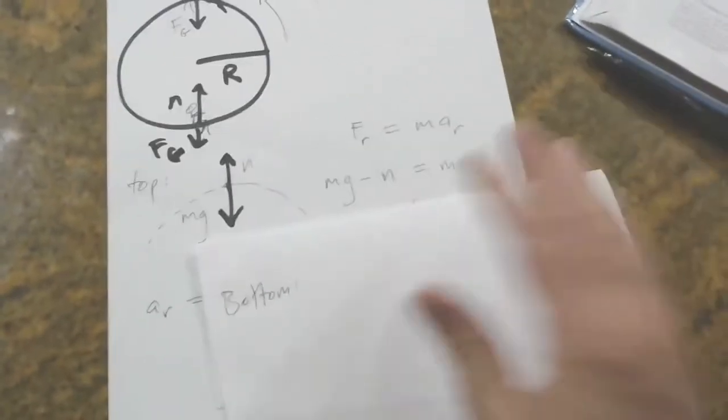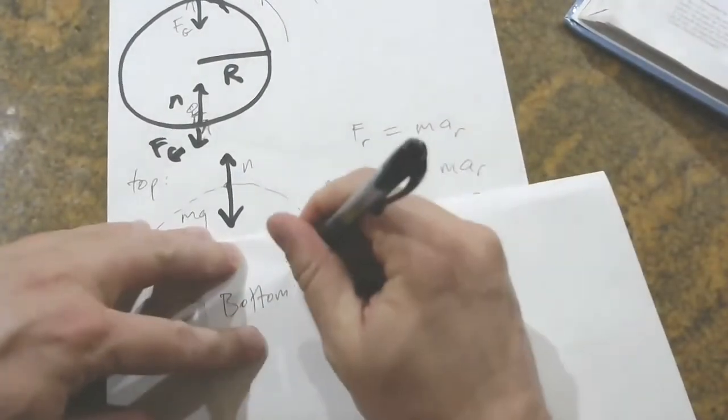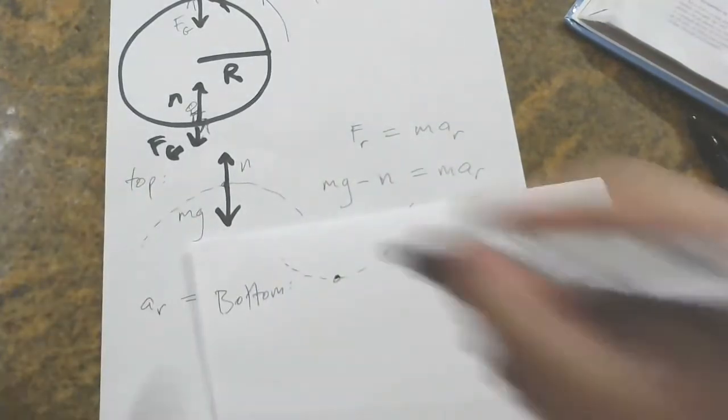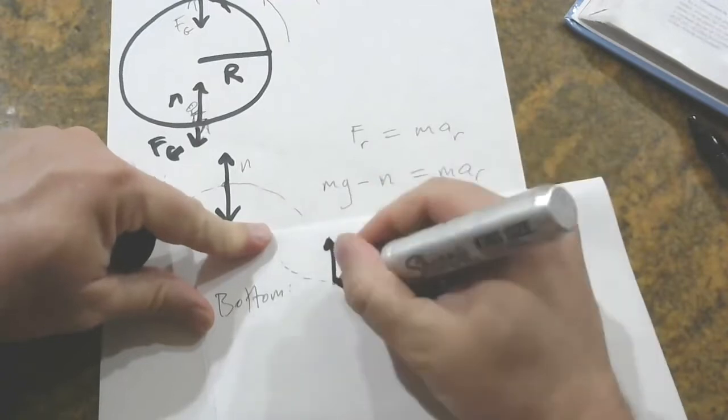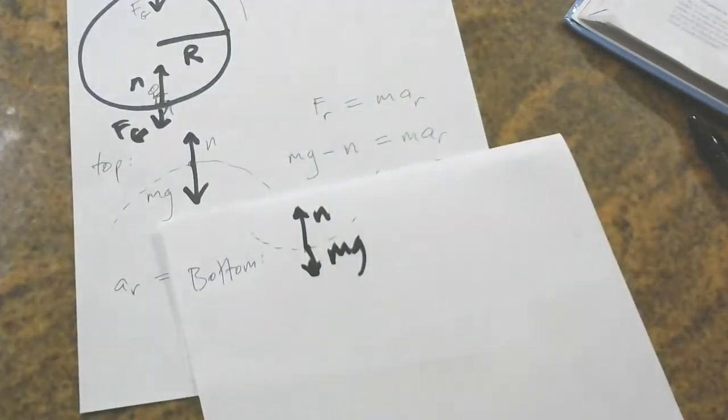Excuse me. So if I want to make a free body diagram, it's kind of unnecessary, but this particle represents the passenger at the bottom. Here's N, and here's mg. Is that a text message? Somebody loves me.